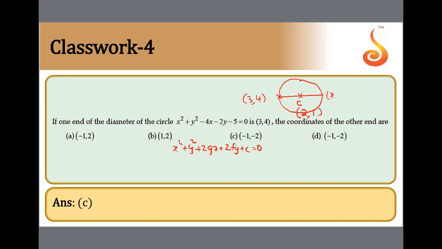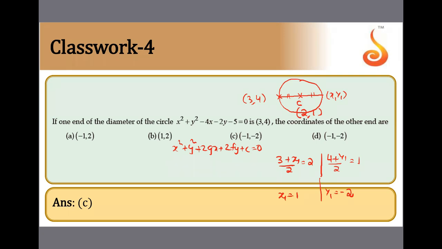So this is (x1, y1). Midpoint, not slope. So we get (3 plus x1) by 2 is equal to 2. Similarly, (4 plus y1) by 2 is equal to 1. So from this we get x1 equal to 1 and y1 is equal to minus 2. So (1, minus 2). Which option is correct? (1, minus 2). Somewhere I made a mistake.